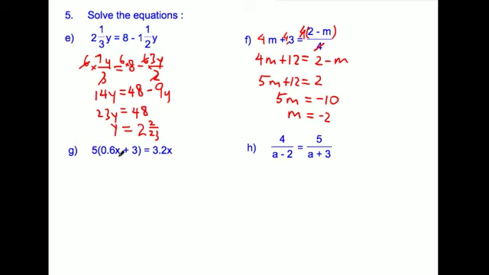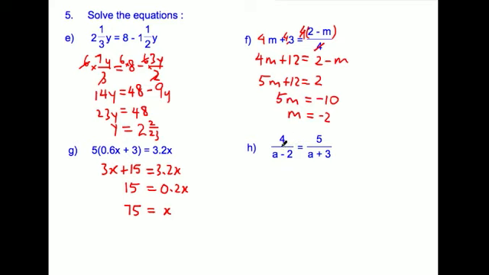Once again, we have brackets. We need to open up. 5 times 0.6 is 3x plus 5 times 3, 15. Since 3.2x is bigger than 3x, we subtract away 3x, giving 15. Subtract 3x to give 0.2x. And to find x, we multiply by 5 to give x, multiply by 5 to give 75.